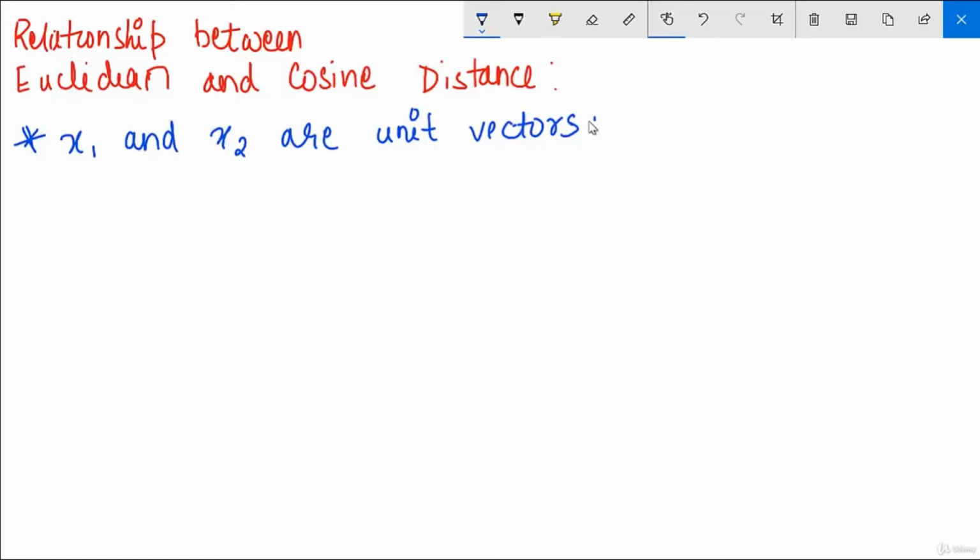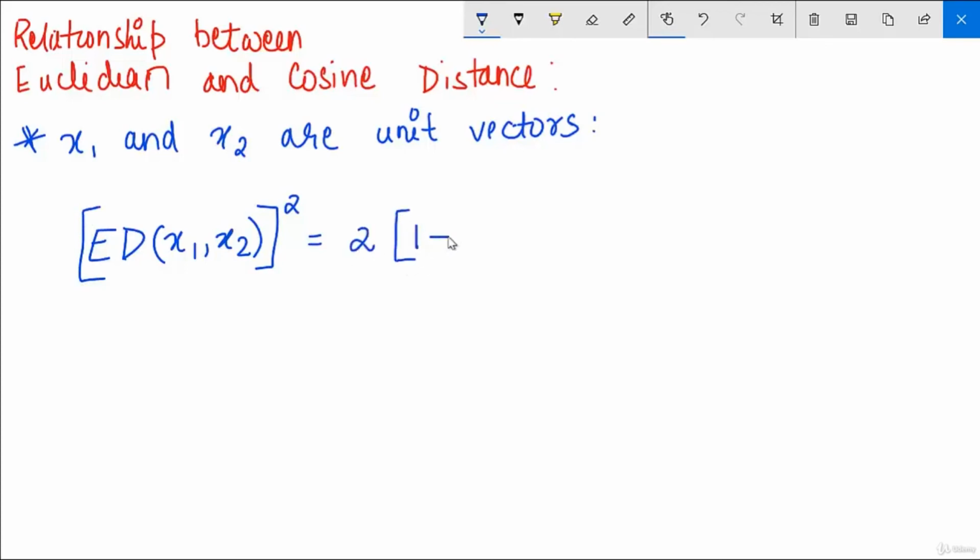Alright, so what is it? Euclidean distance, I'm denoting it as ED. The Euclidean distance of x1 and x2, whole square, equals twice of 1 minus cos theta. This is the relationship between Euclidean distance and cosine distance.